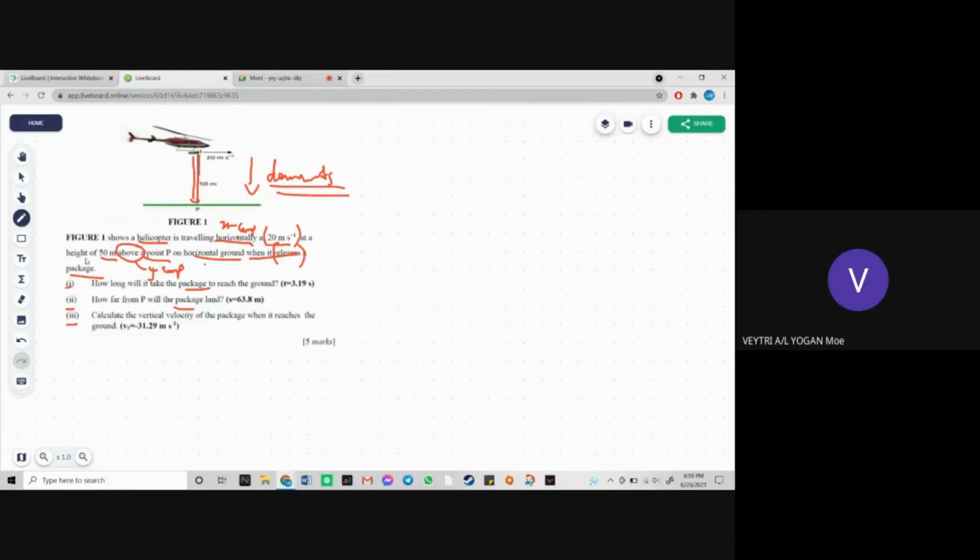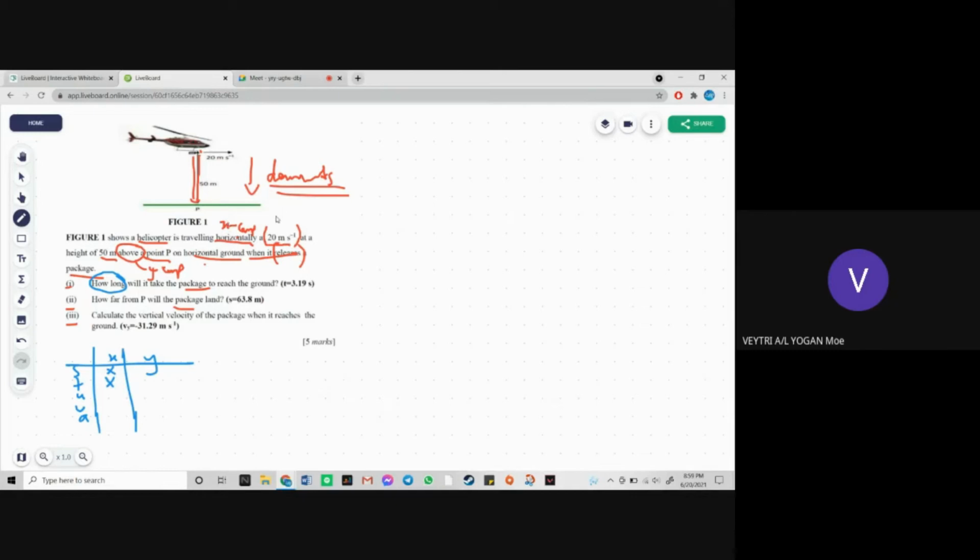So now, let's go on and do our stuva, X and Y. X component, package, ada tak movement? Tiada. Sorry, label dulu ya, stuva. Time. Time, how long? Maksudnya time. Dia suruh cari time. Maksudnya tiada. Initial velocity Y component. Sini I think X component. Sini I think it's quite clear that we are talking about the package.